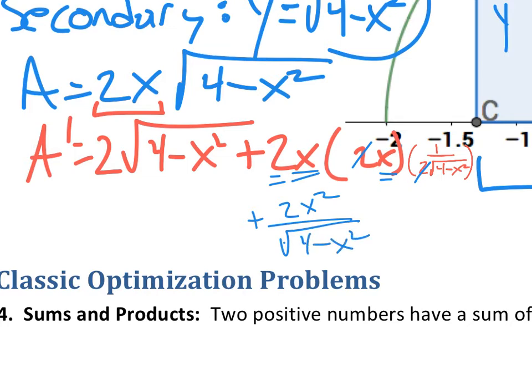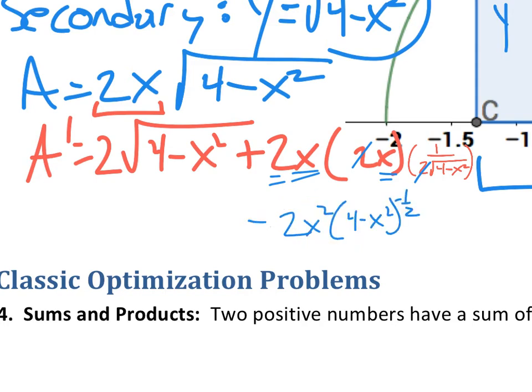And over here, let's actually write this a different way. Let's write this as a negative 1/2 power. You'll see why in a second. By writing that as a negative 1/2 power, we're going to be able to factor this. And so we have 2 times the square root of 4 minus x squared, well, let's write this as a fraction also, 4 minus x squared to the 1/2. Now we're going to need to set this equal to 0, right? So let's go ahead and do that.